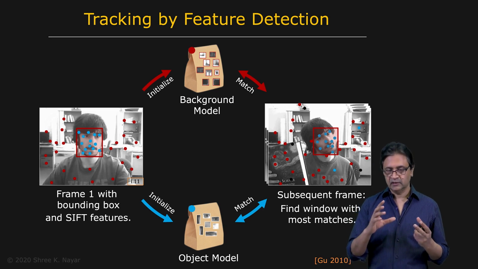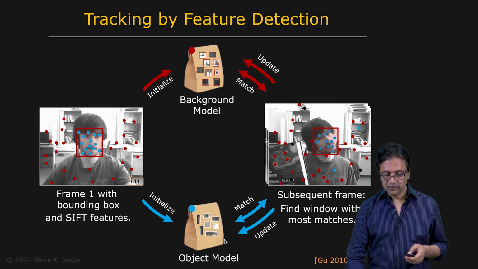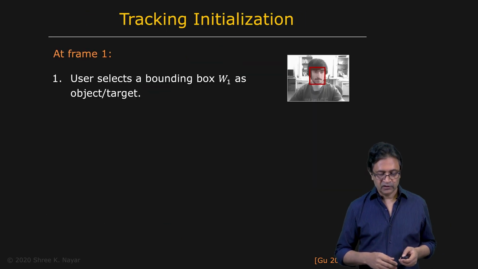Now remember that the object has changed in appearance a little bit possibly. So we're going to then take the features inside to update the object model and the features outside to update the background model. And then we repeat the process, and that's how we track the object. So this is how it works.